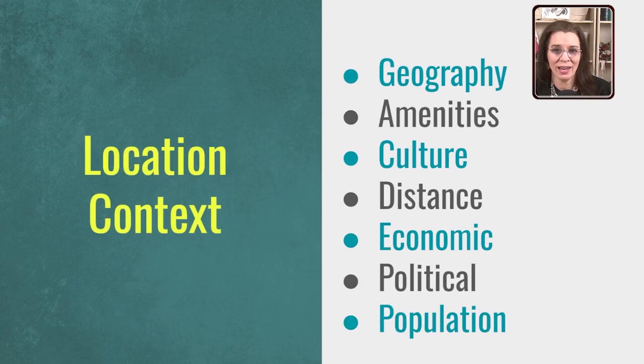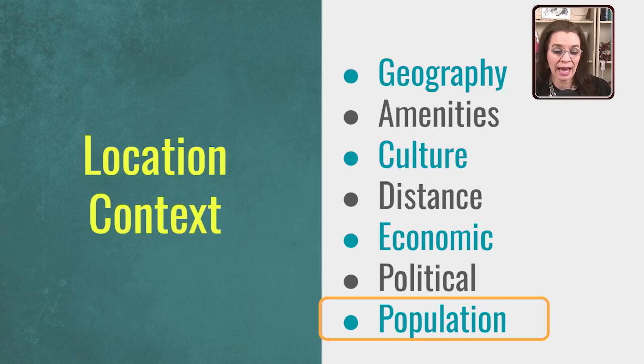When researching the location where your ancestor lived, here are some subtopics that you could research. Geography, amenities. What did the town have that would draw people there or make life a lot more comfortable? Culture, distance from that location to other things around where your ancestor lived, either the geography and the geographical features or when they have to travel. What was the economy like, the political climate, and population? The subcategory that I'll focus on in this video deals with population.